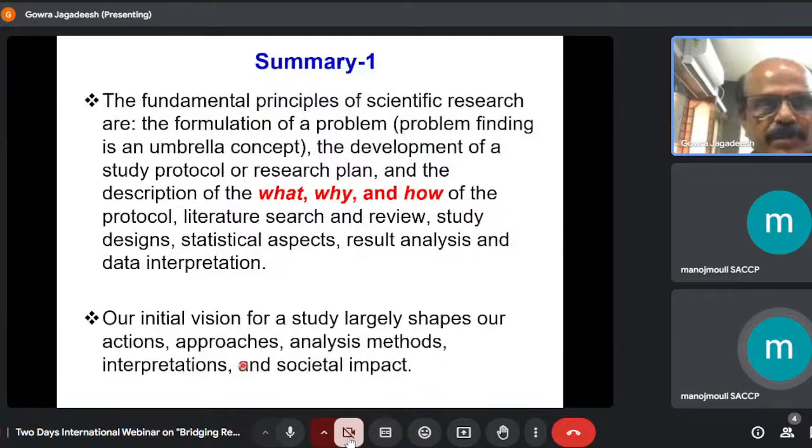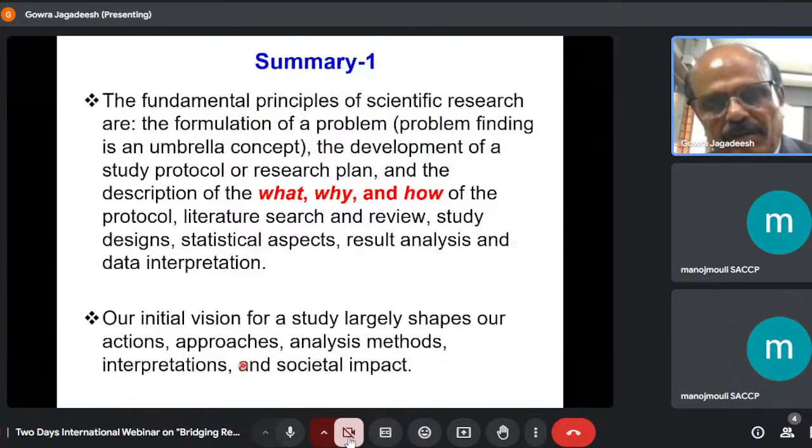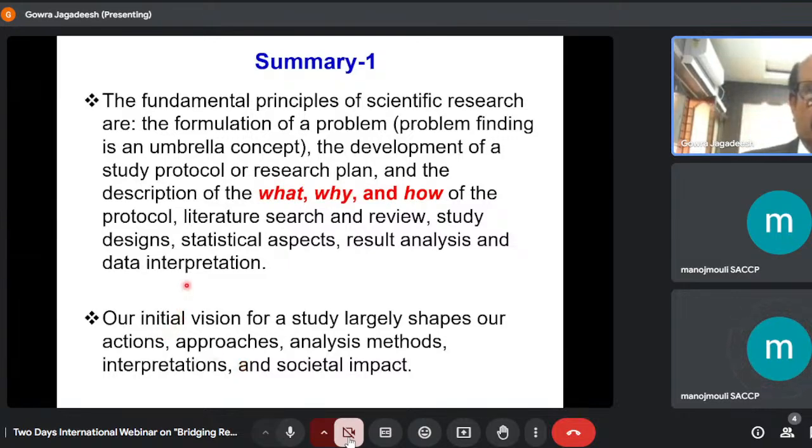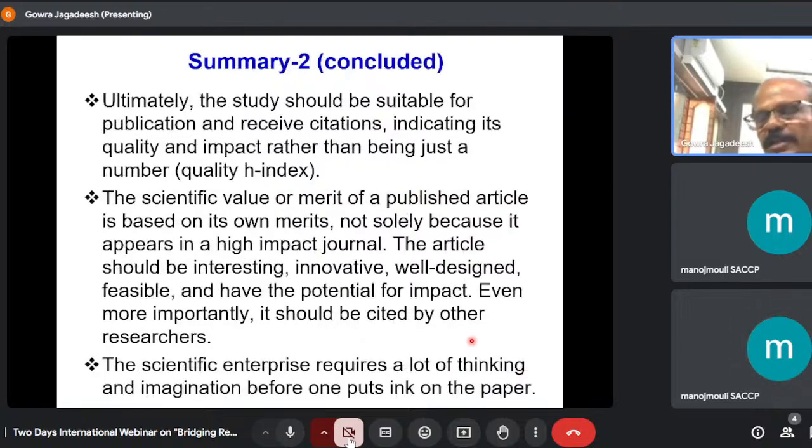Summarizing the whole talk, the fundamental principles of scientific research are the formulation of a problem, the development of a study protocol or research plan, and the description of the what, why, and how of the protocol, literature search and review, study design, statistical aspects, result analysis, data interpretation. Our initial vision for a study largely shapes our actions, approaches, analysis, methods, interpretation, and the need for the research. Ultimately, the study protocol should be suitable for publication, very important, and you should also gather citations.